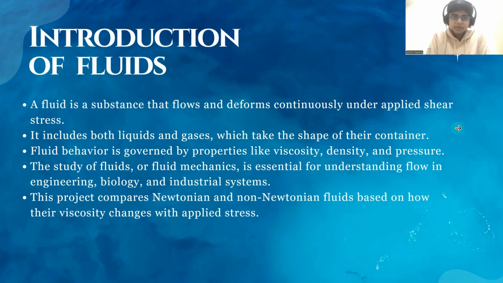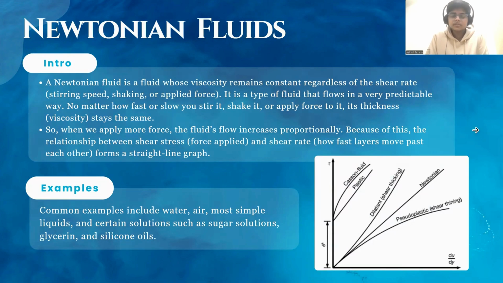Moving on, first of all, talking about Newtonian fluids. A Newtonian fluid is a fluid whose viscosity remains constant regardless of the shear rate, which is applied force. It is a type of fluid that flows in a very predictable way. No matter how fast or slow you stir it, or how much force you apply on it, its viscosity remains the same. So when we apply more force, the fluid's flow increases proportionally. Because of this, the relationship between shear stress and shear rate forms a straight line graph. Some common examples of Newtonian fluids include water, air, alcohol, glycerin, etc.